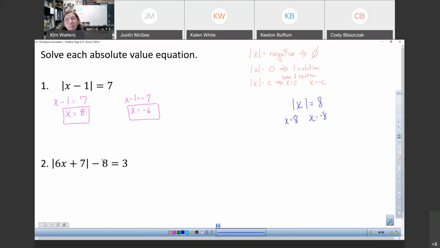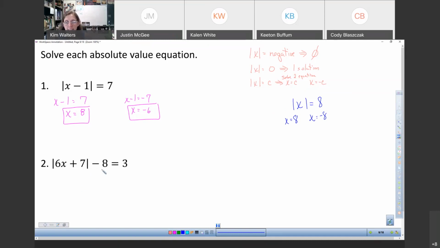All right. So on number 2, though, I've got to do something else first. Once again, I'm pointing out to you that all 3 of these little scenarios that I gave you have absolute value on the left side, equals, and then a number on the right-hand side. That is not what I have in number 2. I have the absolute value of 6x plus 7 minus 8 is equal to 3. So before I do anything else to try to solve this, I have to get the absolute value by itself. Before I go getting rid of the absolute value, before I go trying to solve this with 2 equations, I have to move the 8.